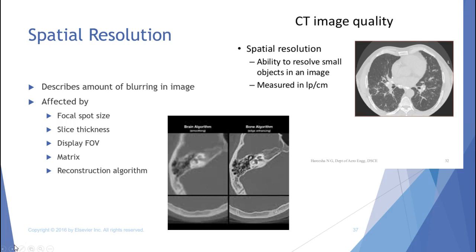So all of those things will affect spatial resolution, which again is defined as the ability to make out small objects in an image. It's usually measured in line pairs per centimeter, and that has to do with the QC, and we'll touch briefly on that as well.